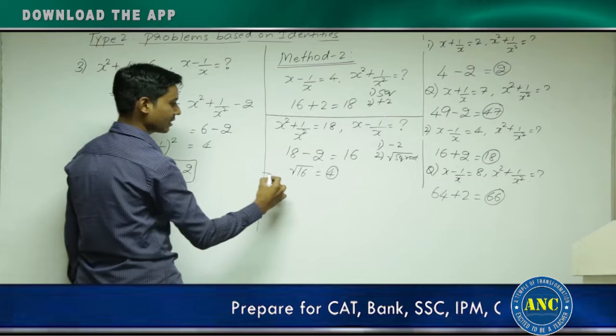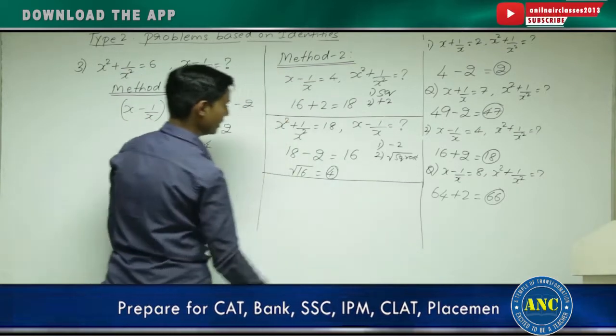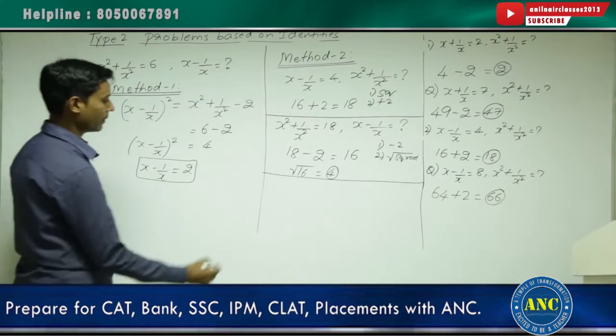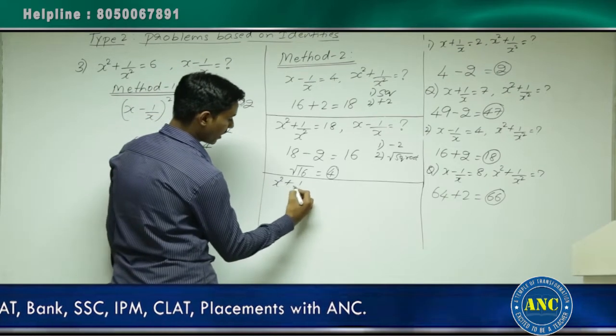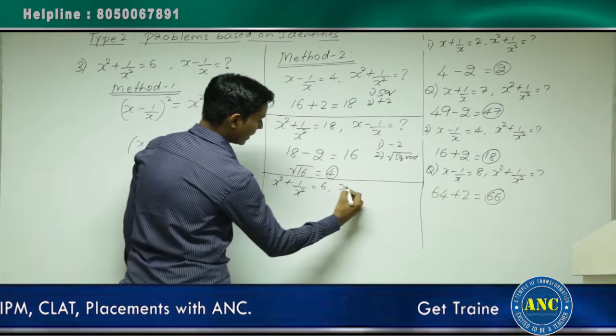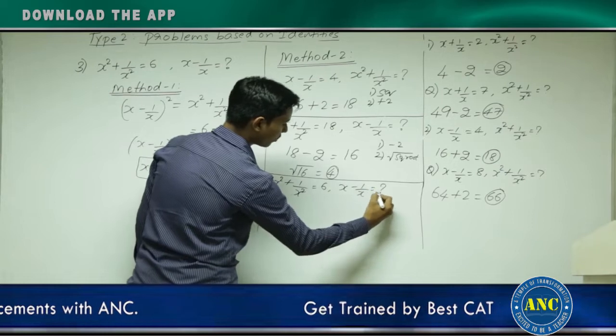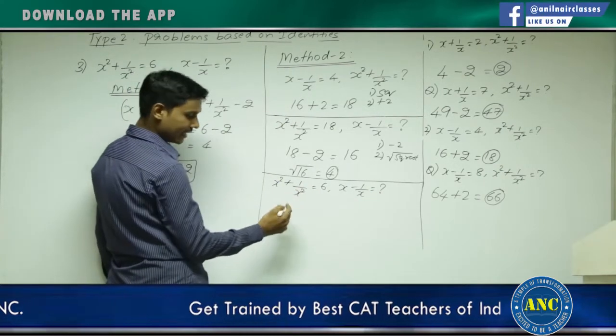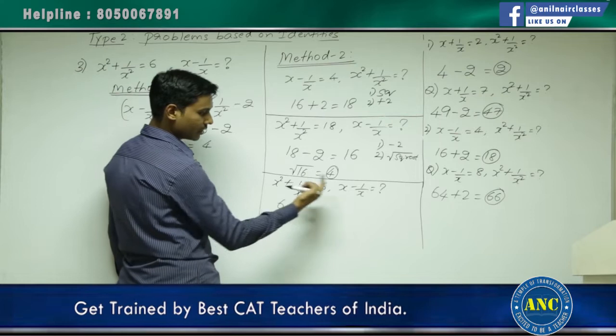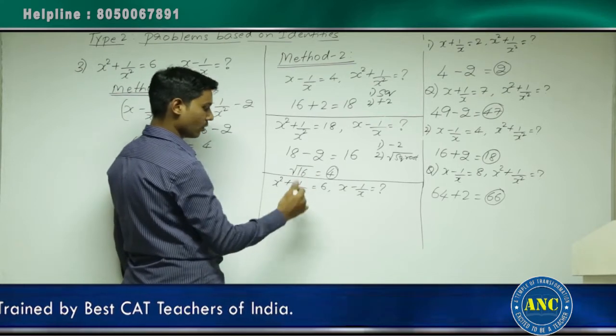Now let us answer the given question actually. The given question is x square plus 1 by x square is 6. They are asking you to find the value of x minus 1 by x. What did I tell you? Take the right hand side. Because it is minus here, you do the reverse of it.